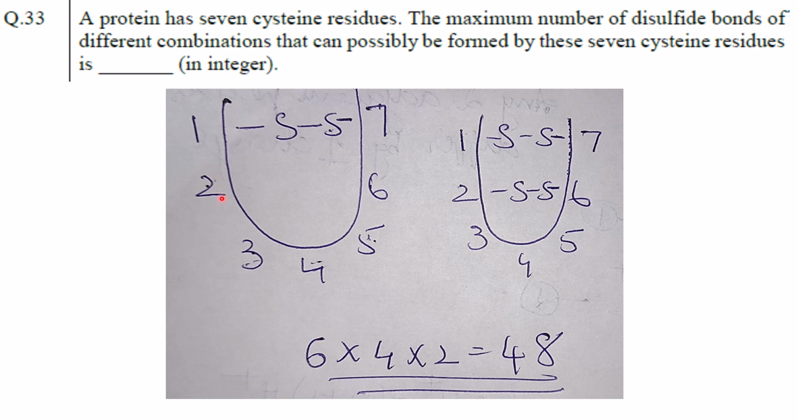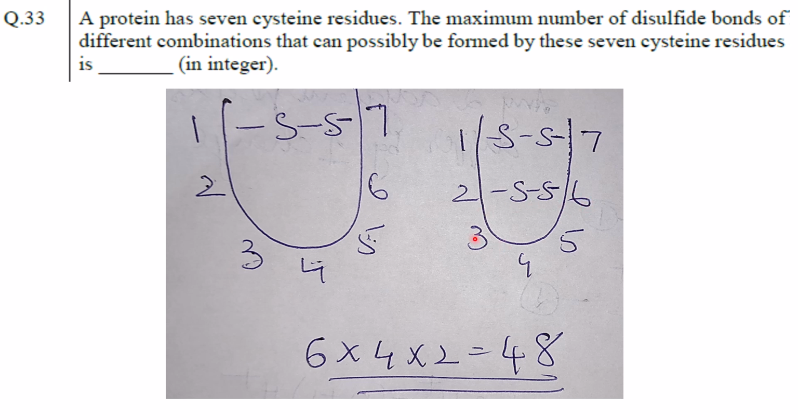Now coming to the second one. After this disulfide bond formation, how many residues are remaining? 1, 2, 3, 4 and 5. Now take the second cysteine residue. It can form a disulfide bond with 3, 4, 5, 6. That is 4 cysteine residues. So into 4. So that is the second forming a disulfide bond with the 6th residue.